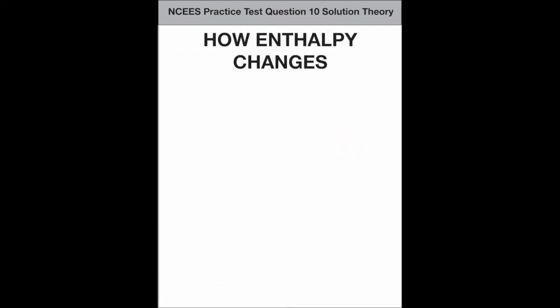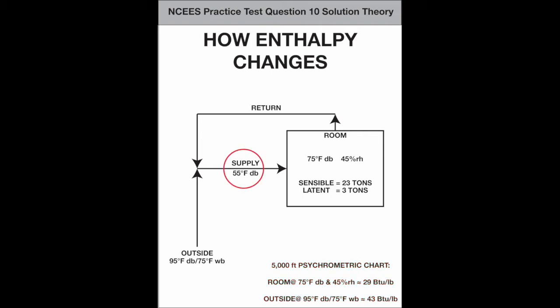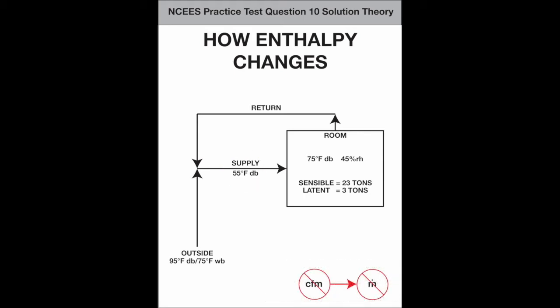But to understand how they change, set up your diagram like this. Look up the enthalpy for the outside air and the room air on a psychrometric chart based on the information given in the question. You must determine the supply air enthalpy. But is that possible? Without knowing the CFM, the amount of mass flowing is unknown. So a mixed air calculation for air here isn't possible.